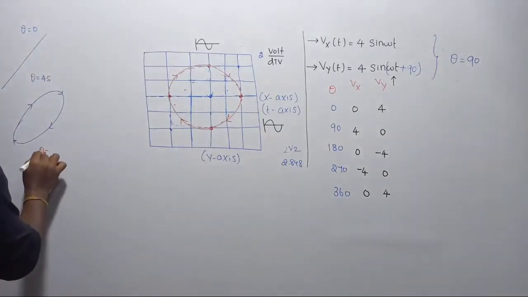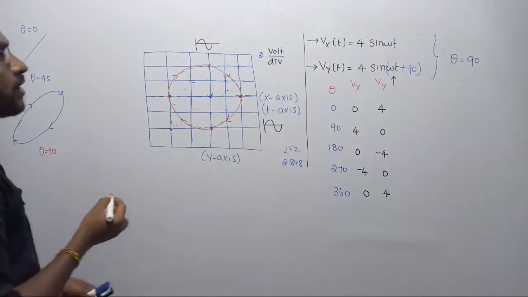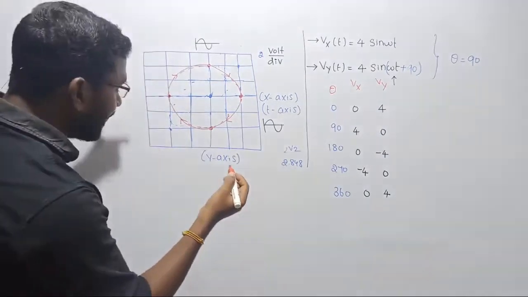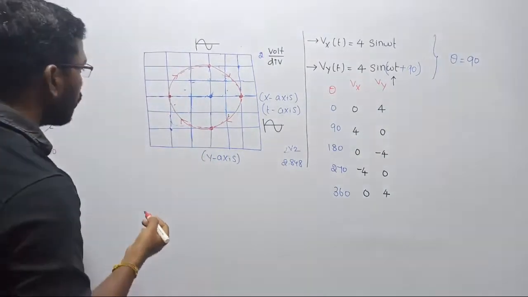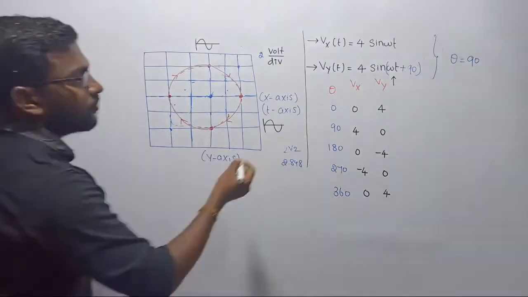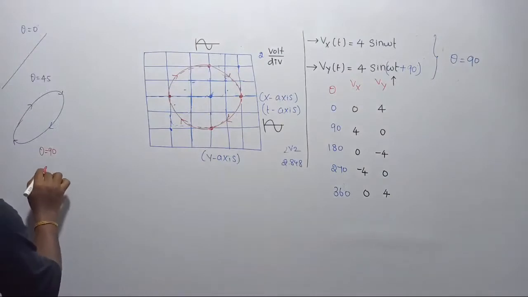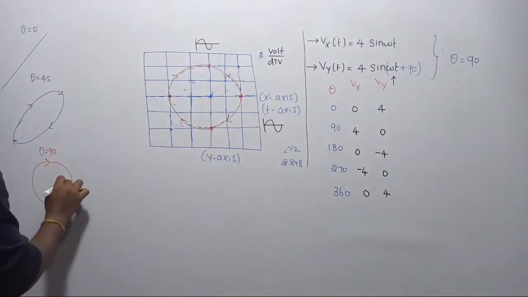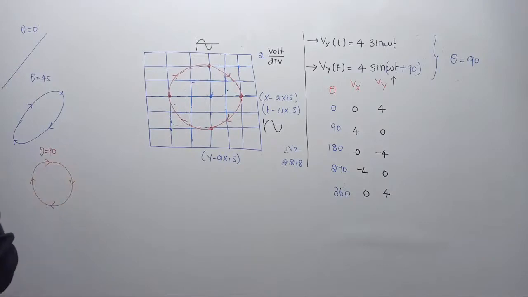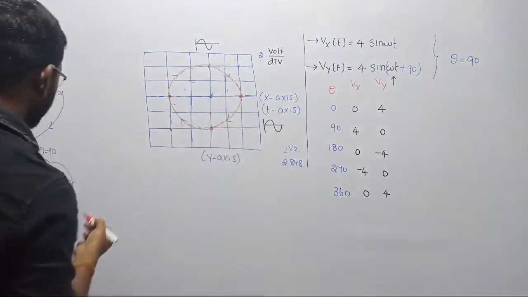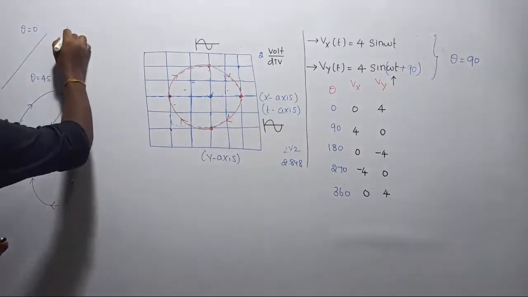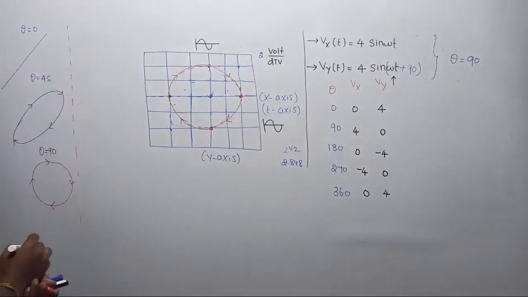Next, if the phase angle difference between the two signals entering the CRO is 90 degrees with the same magnitude, then you are going to get a circle, and that circle will rotate in the clockwise direction. See there, it is rotating in the clockwise direction only. That is the next observation that we are getting from the CRO.